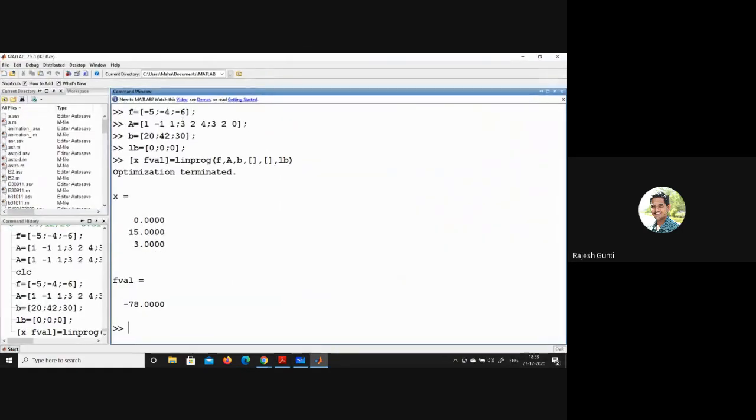Now the linear programming problem is solved. The solution is x1 is 0, x2 is 15, x3 is 3, and the function value, the minimum value, is minus 78. The same problem we can solve in different ways using linprog.